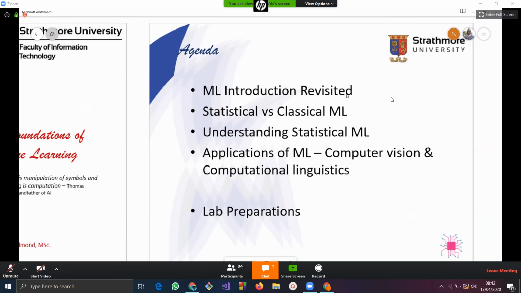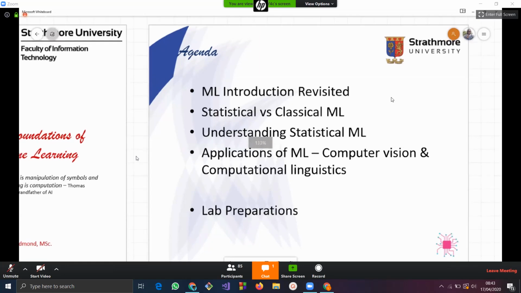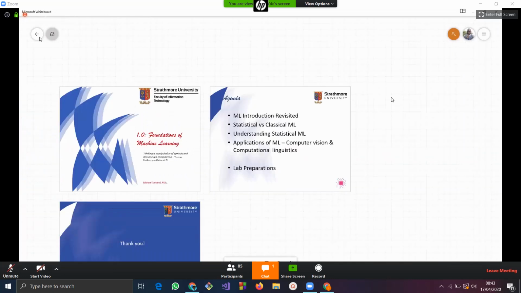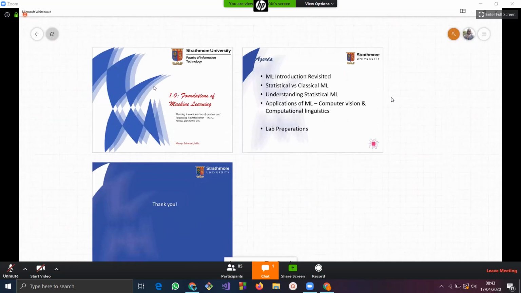We are going to do introduction revisited, of course, because we had already introduced in introduction to AI. Then we are going to look at statistical versus classical machine learning. Then from there, we branch immediately into modern day machine learning, which is basically statistical. Then we will check out a few application areas, and then we will prepare for our labs. So that's the flow of the first 2 weeks or so.